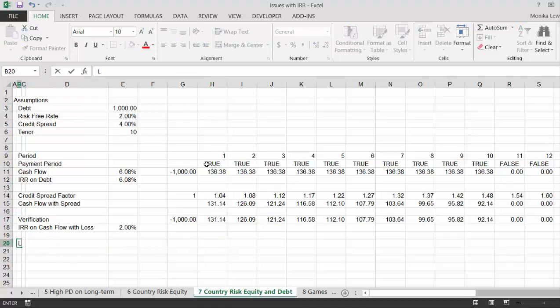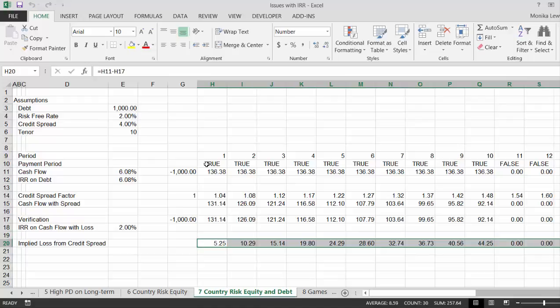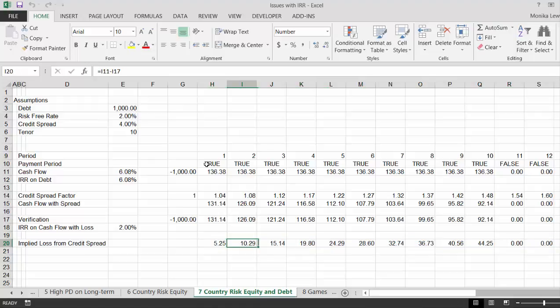So the loss from the implied loss from the credit spread is the difference. Okay, so in the first year, it's not a big difference. This minus that. Here's the problem. Because of IRRs and because of compounding, it gets to be a big number. By this time, it's a big percent.